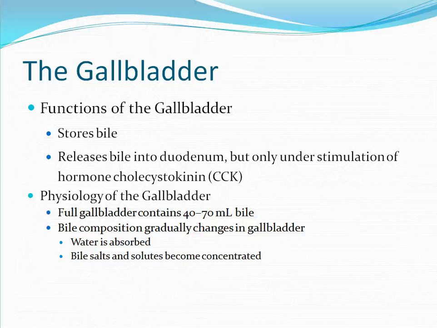The gallbladder will release bile into the duodenum when it receives the stimulation of the hormone cholecystokinin, also called CCK. A full gallbladder contains anywhere from 40 to 70 milliliters of bile. The composition of the bile gradually changes as it is stored in the gallbladder. This is mainly due to the fact that water will be reabsorbed as it's stored. As this water is reabsorbed, the bile salts and the solutes in the bile will become more concentrated.